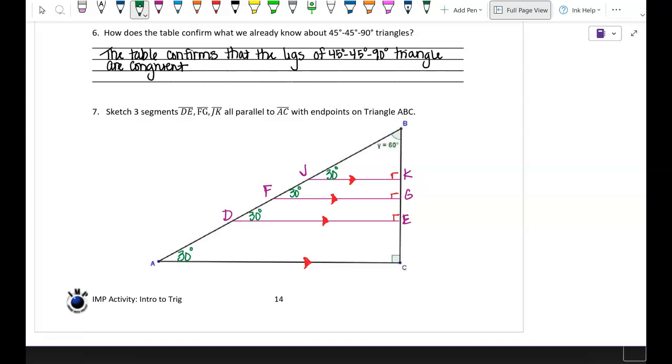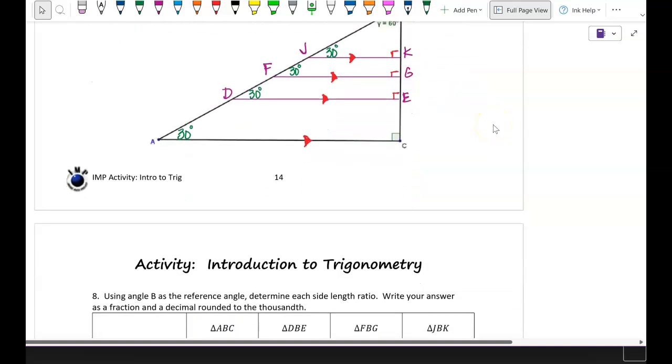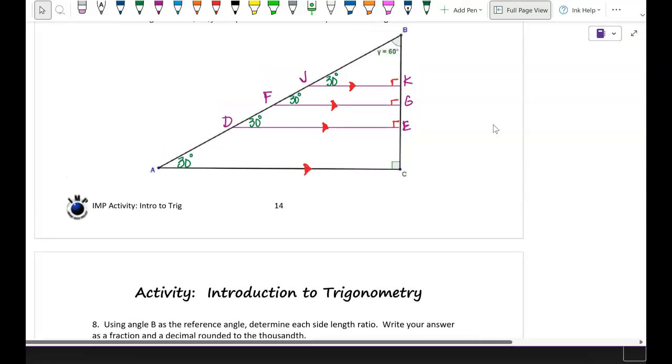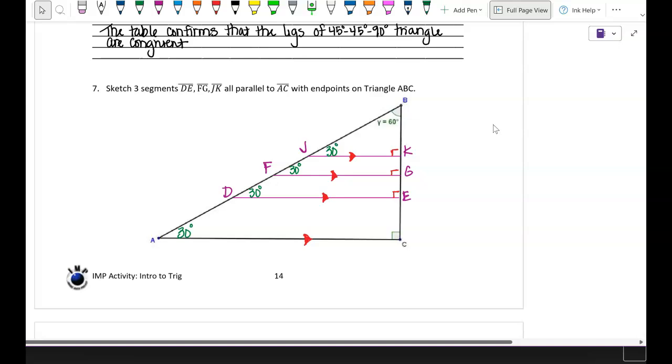Now, on the next page, it's going to have us do more measuring, but it says this time, using angle B as the reference angle, determine each side length ratio. Write your answer as a fraction and as a decimal rounded to the thousandth. So again, this time we're changing. Our reference angle is up here, okay? Angle B is now our reference angle.